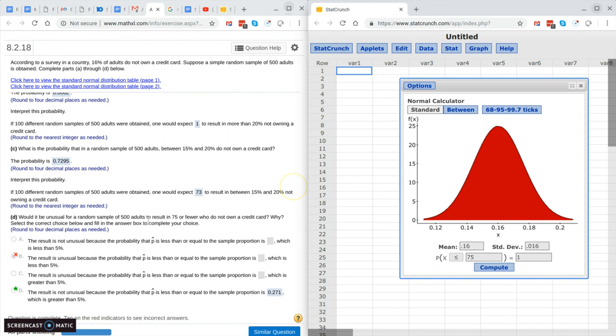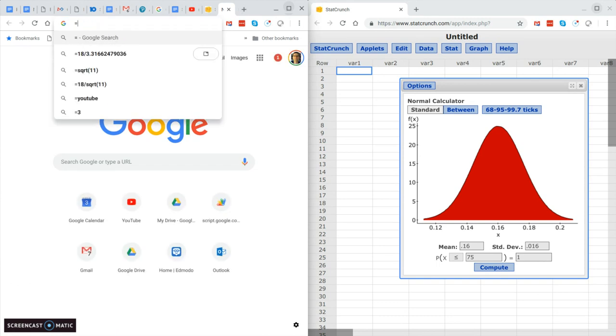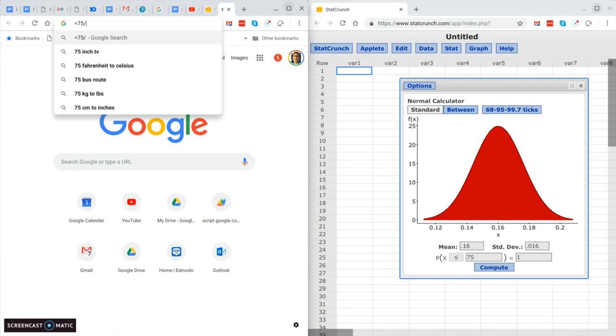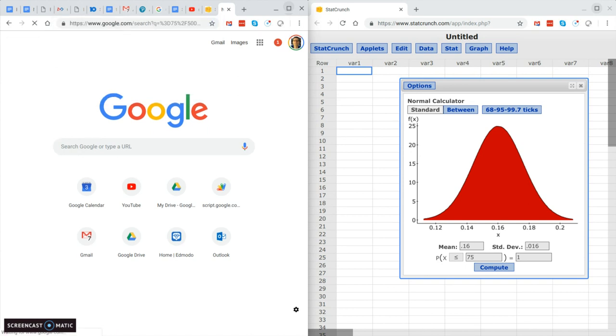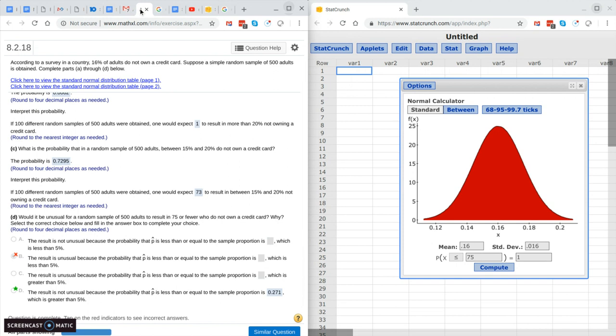Oh, yeah, I forgot. This whole thing's done in a proportion, right? I just typed in 75, but you really have to divide 75 by 500 to get the proportion of adults in that sample. So let me do that real quick. 75 divided by 500. What proportion would that be? It would be 0.15. So what's the probability that we get 15% or less?